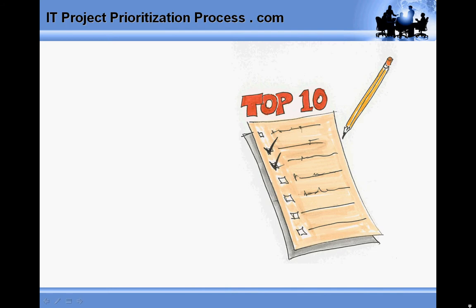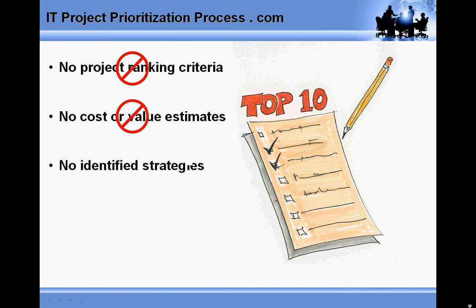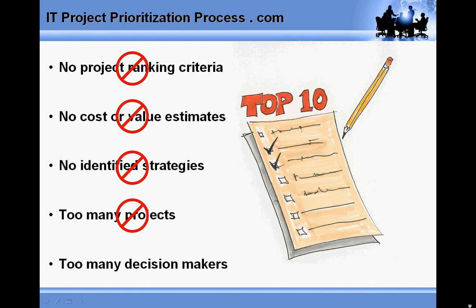What if I told you that if you have a list of IT projects, then you already have everything you need for successful IT project prioritization? If you have no project ranking criteria, that's no problem. If you have no cost or value estimates, that's no problem. If you have no identified IT or business strategies to link back to, that's no problem. If you have too many projects on your list, that is no problem. And even if you're working with too many decision makers or stakeholders, that is no problem.